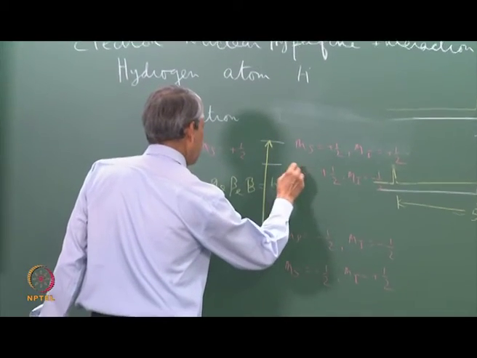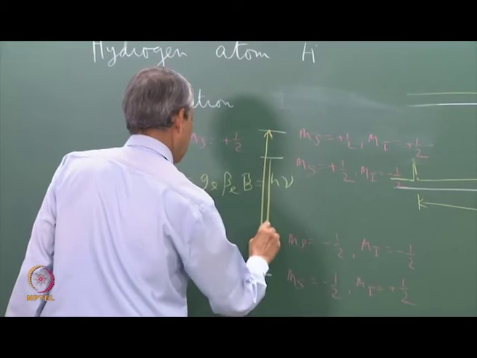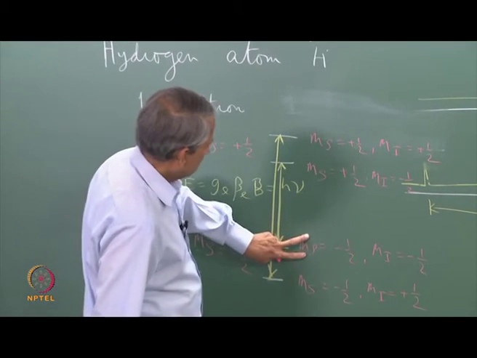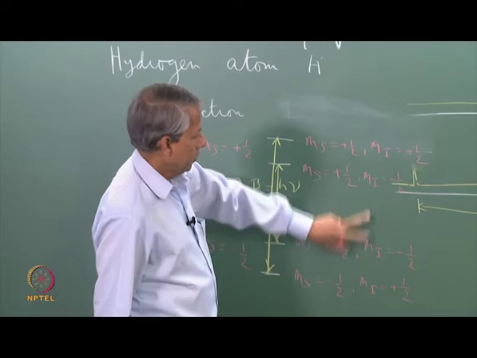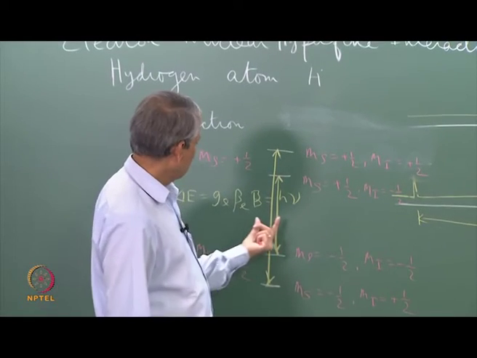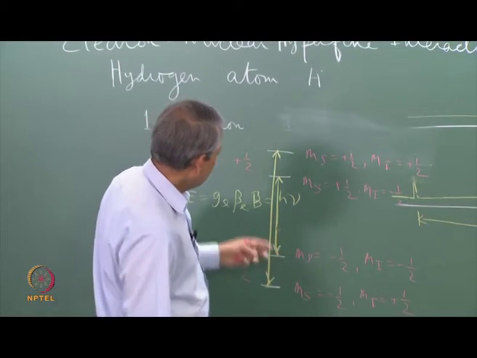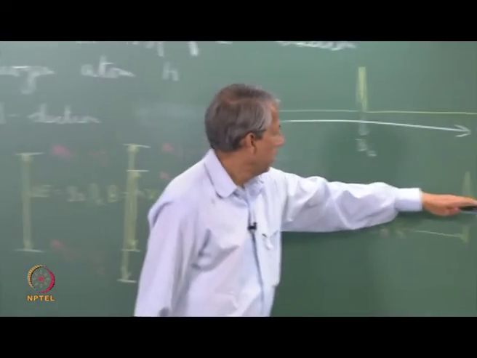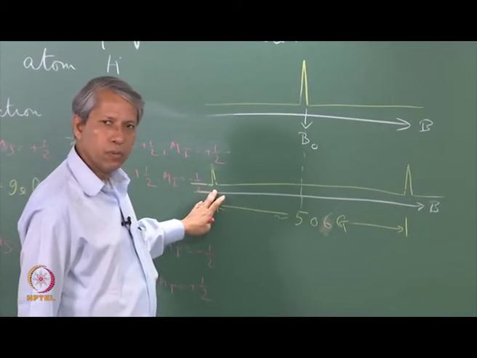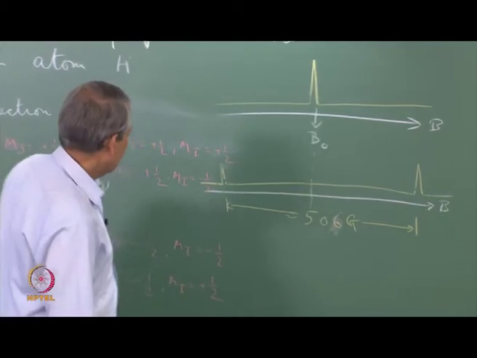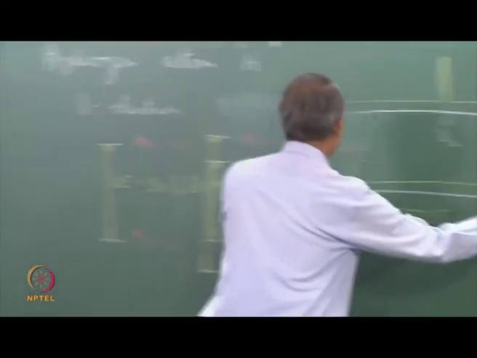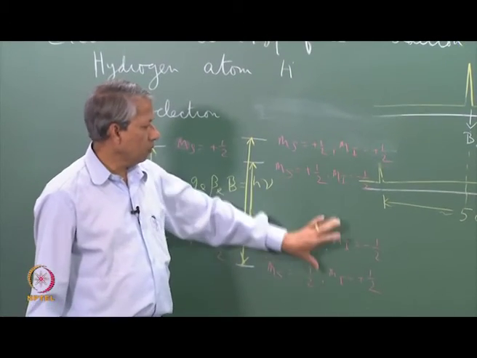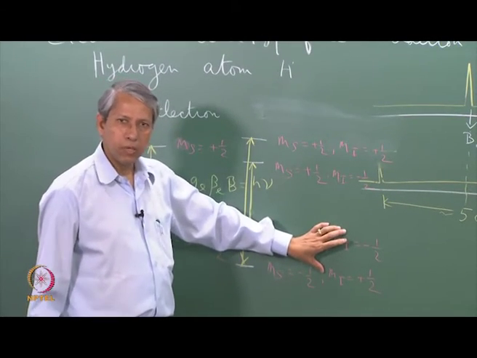Here another one, ms equal to -half to plus half, mI remains the same, -half and -half. So, you see the 2 transitions correspond to 2 different energies, and that will be reflected here in 2 different magnetic fields. So, the splitting that you see here is therefore coming from this possible orientation of the nuclear spin in a magnetic field.